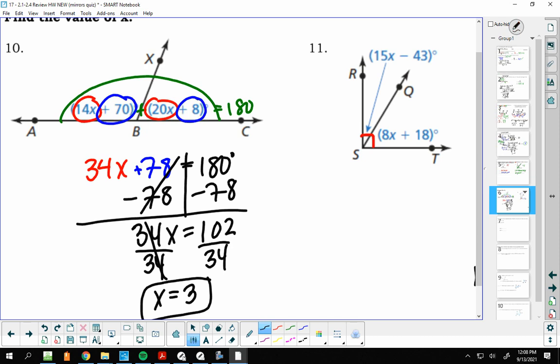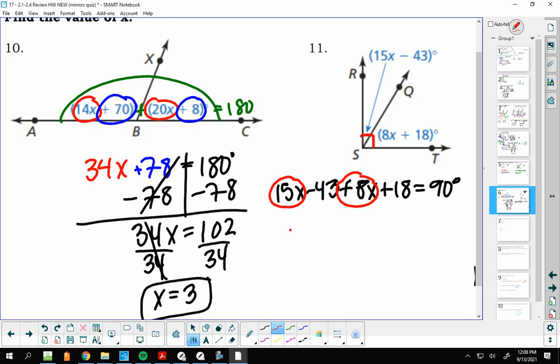So let's do that. 15x minus 43 plus 8x plus 18 equals 90 degrees. Again, because there's a box there that shows they add up to 90. So how many x's do I have? 15 plus 8, 23 x's. Negative 43 plus 18 is negative 25. And that equals 90.